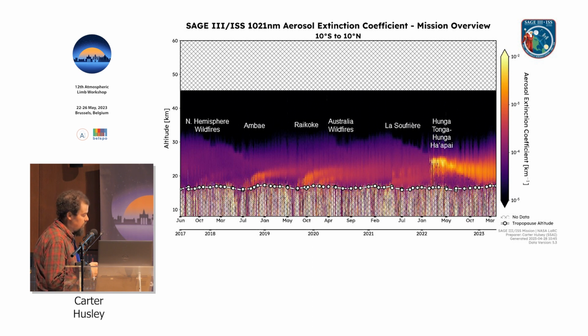the Ambae eruption, Raikoke eruption, Australian wildfires, the Soufrière eruption, and then lastly, of course, the Hunga-Tonga eruption, which can be really well seen in aerosol extinction, specifically since we have added back in those events that were previously removed from QA.